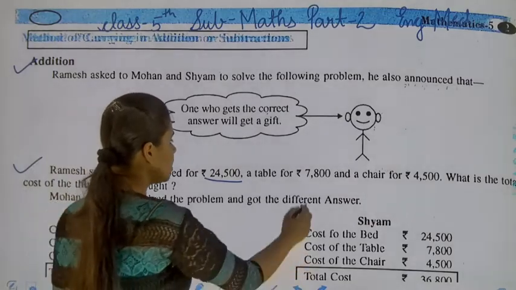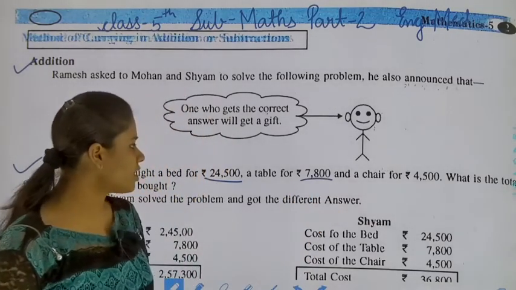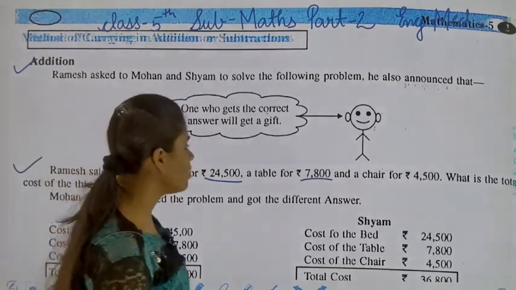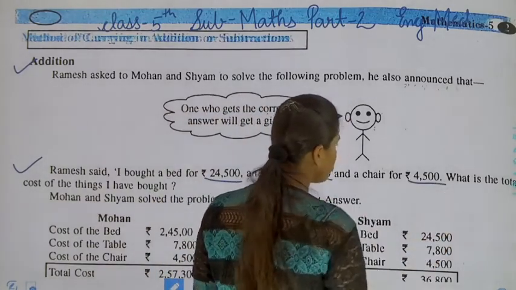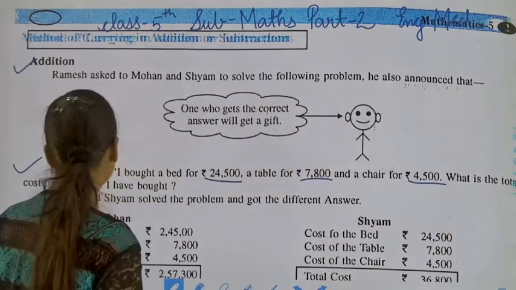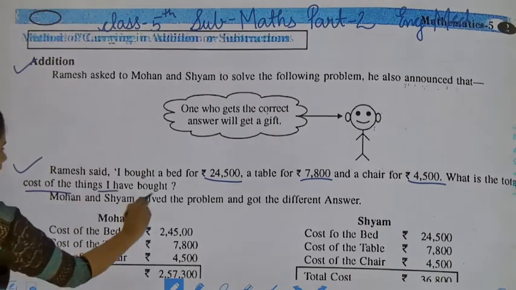24,500. A table for rupees 7,800 and a chair for rupees 4,500. What is the total cost of things I have bought?